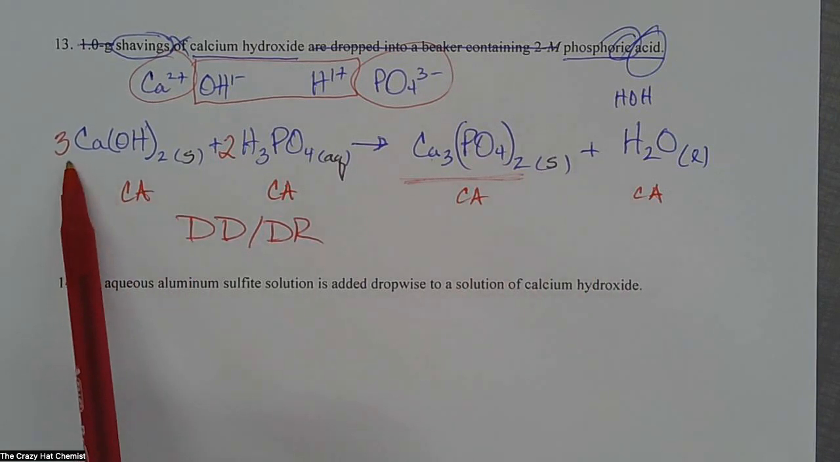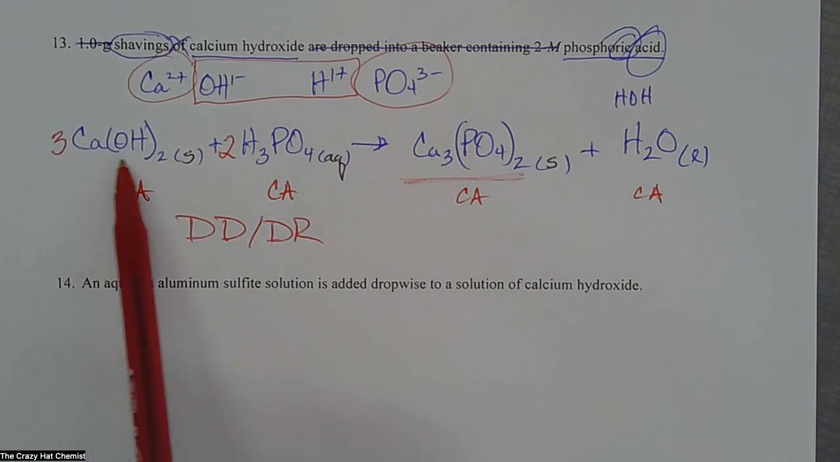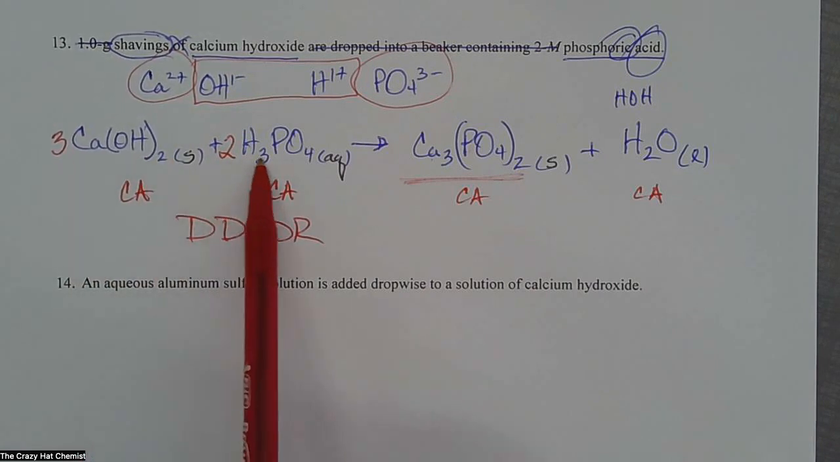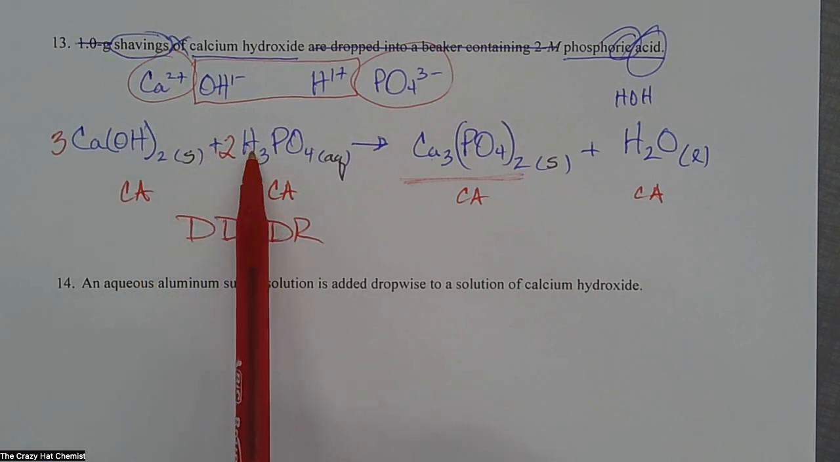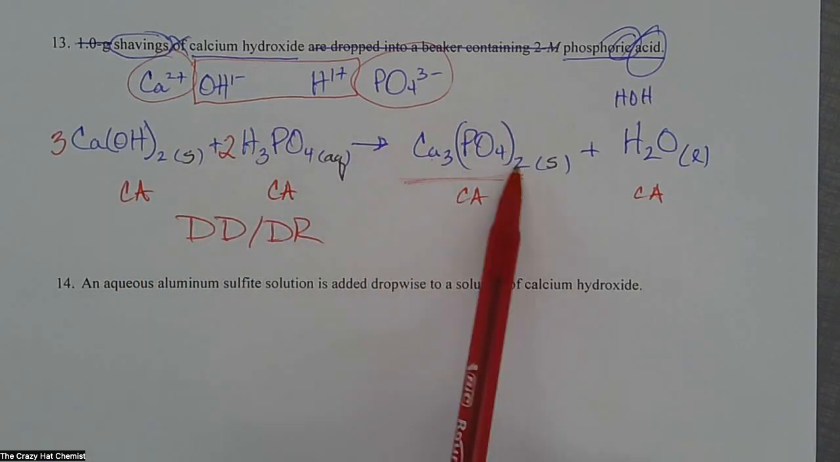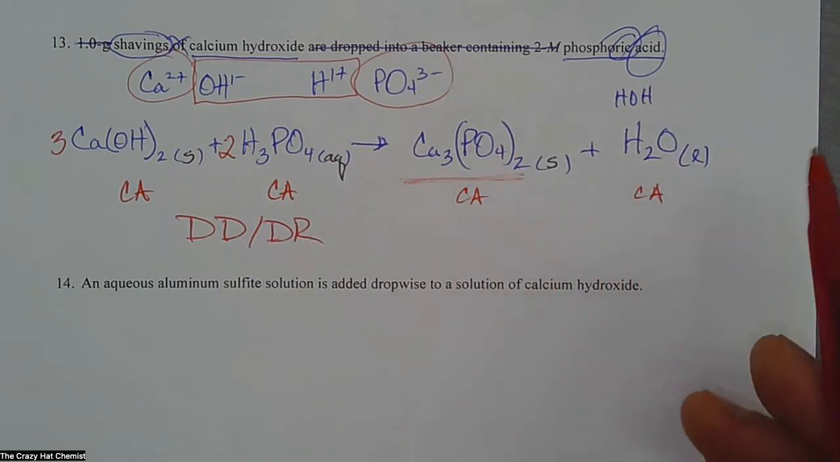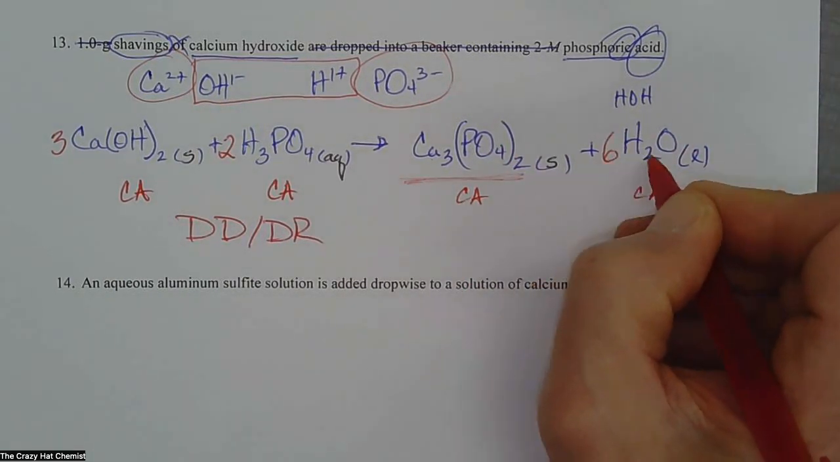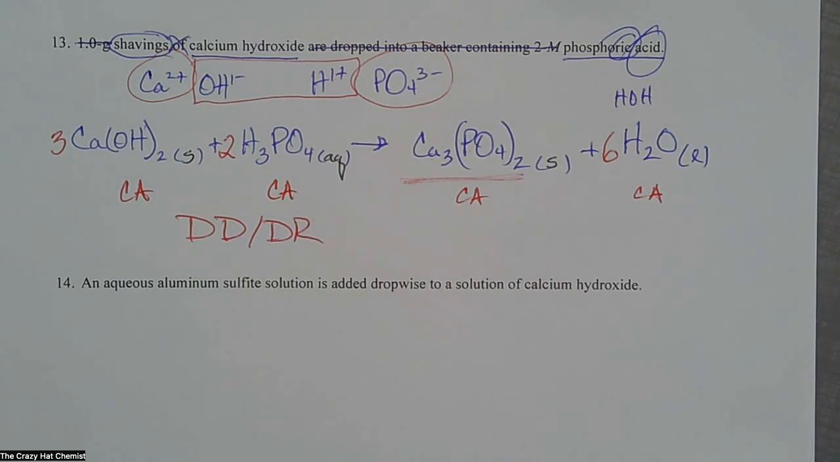So how many hydrogens right here? That's 3 times 2 hydrogens, so that is 6 hydrogens. How many hydrogens here? 2 times 3, that's 6. So 6 plus 6, that is equal to 12. No hydrogens here. I need all 12 hydrogens to be going here. So that is going to be a 6 times 2. That is 12 hydrogens.